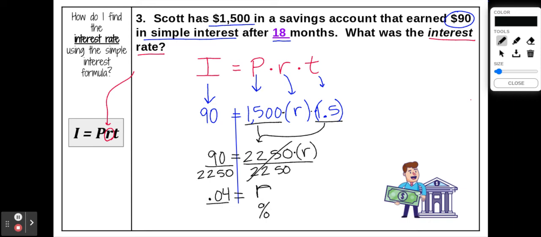How do you do that? Well, move it, add the percent sign. So this would be 4% interest rate. Scott must have had a 4% interest rate in order to get $90 after a year and a half. And we found that by solving an equation using the simple interest formula.